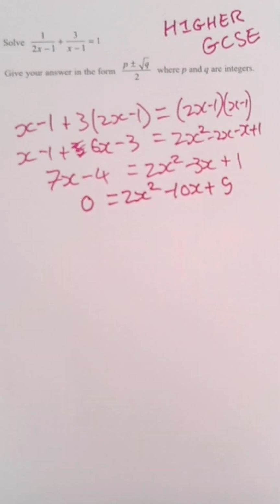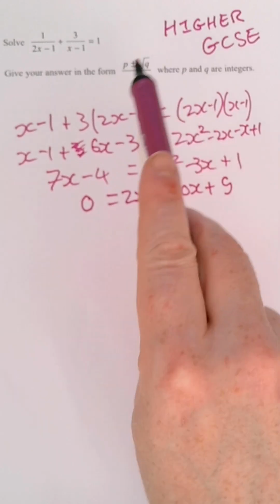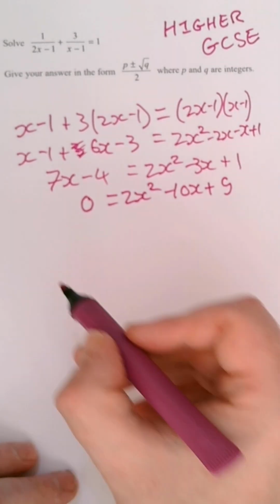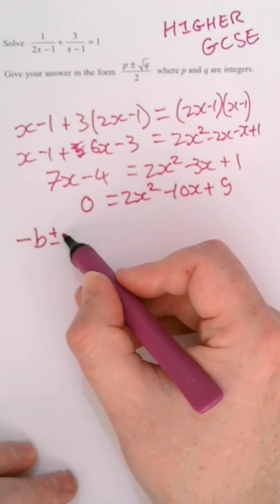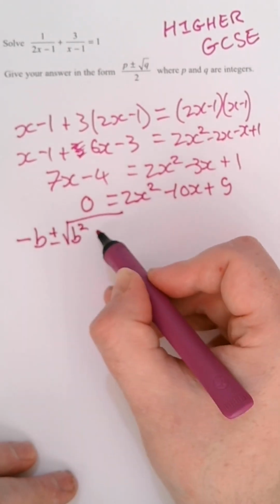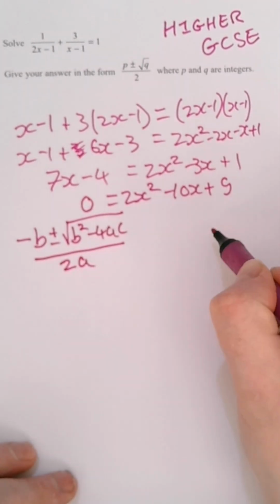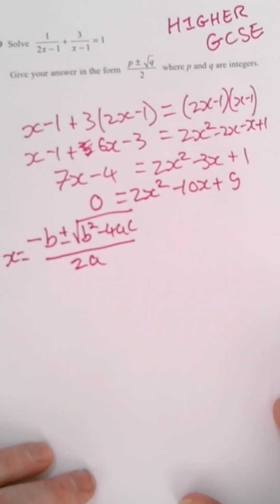So it says in the question, give your answer in the form p plus or minus the square root of q over 2. Now, the two options to solve this one then, it's not going to factorise if we're going to leave our answer like this. We're either going to complete the square or use the formula. So I'm going to use the formula. So the formula then, it's minus b plus or minus the square root of b squared minus 4ac all over 2a. And that's on our formula sheet. And that's x equals. Lovely.